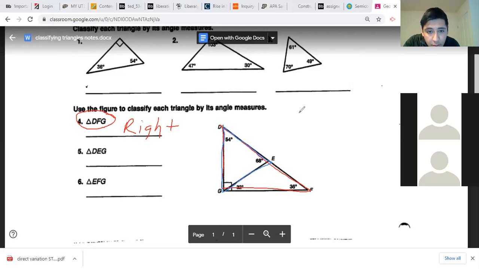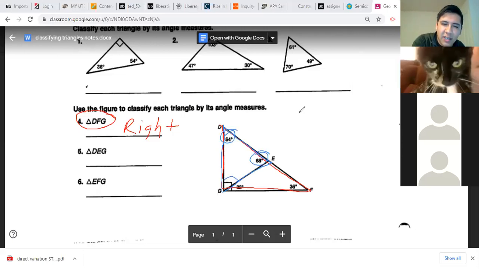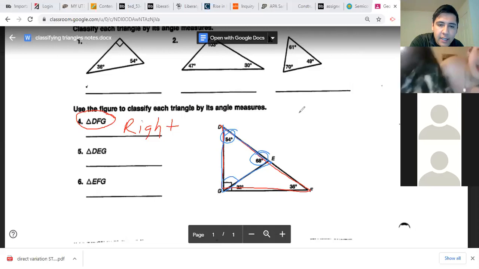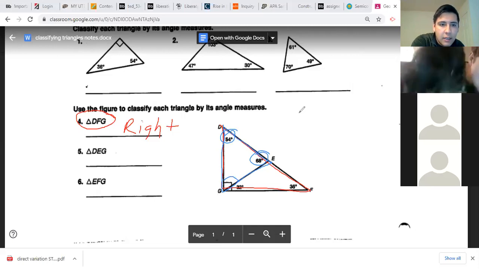DEG. Acute. That would be acute, right? Because it's 54, 68, and we're not entirely sure what that is. It's like half of it. All we know is that we have 2 acute angles, and then the last one is going to cut into the 90 degrees, so we know for a fact that it has to be less than 90.